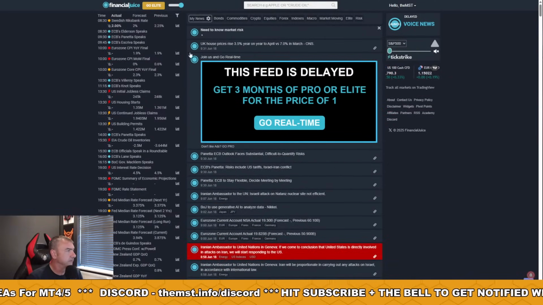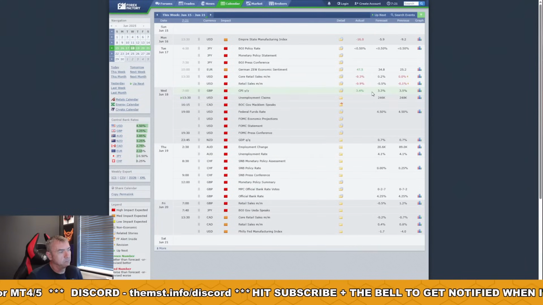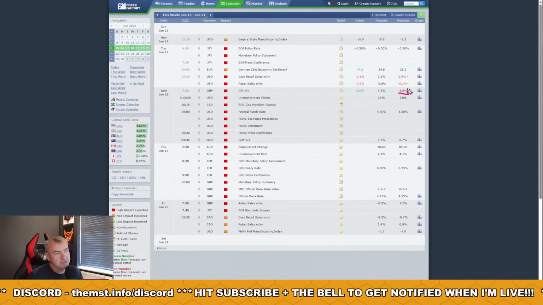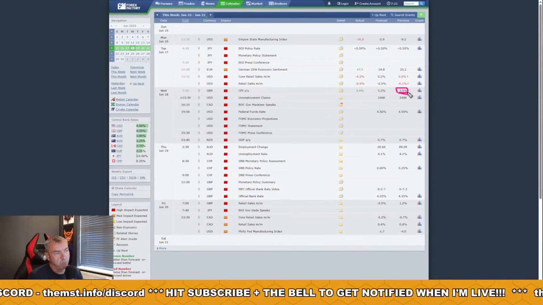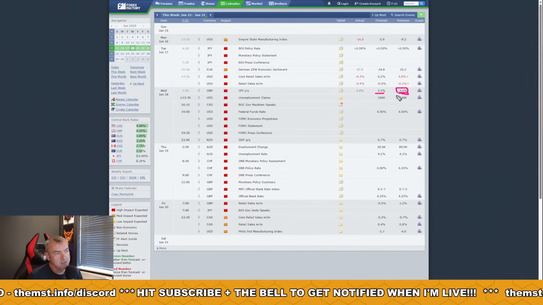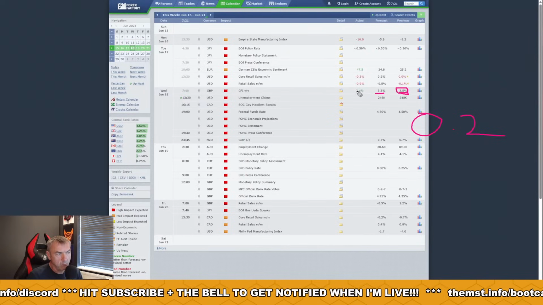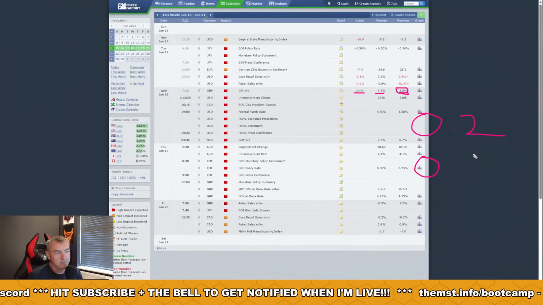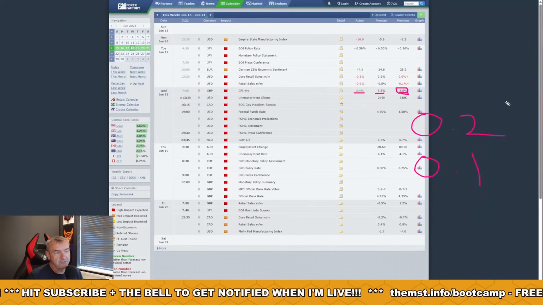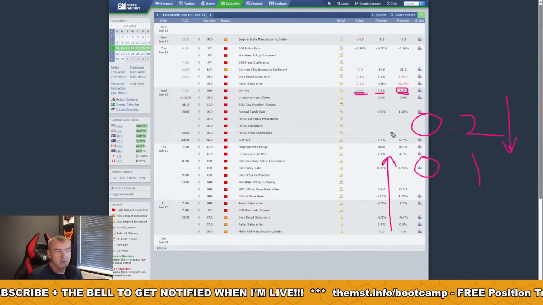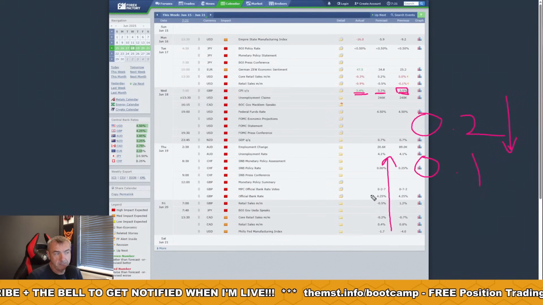So, for example, that 3.4 CPI. Looking at the deviation between what the previous was and the forecast. We are forecasting a 0.2 drop. What we got was a 0.1 drop. Now, the 0.1 drop is a negative result. However, it's a positive result because it's not as bad as the 3.3 that we were expecting.